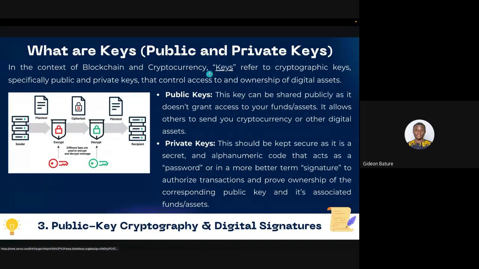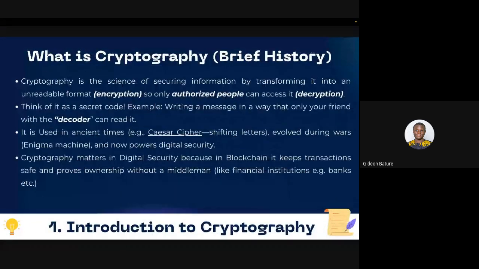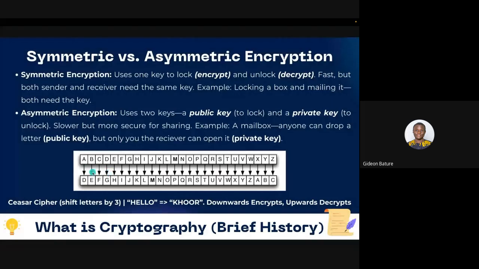In the context of blockchain and cryptocurrency, keys refer to cryptographic keys, specifically public and private keys that control access to and ownership of digital assets. There are two kinds of keys. When we talked about symmetric encryption, we talked about the Caesar cipher, where we use the same key both to encrypt and to decrypt. But public and private keys make use of asymmetric encryption. The public key is used to encrypt, while the private key is used to decrypt.